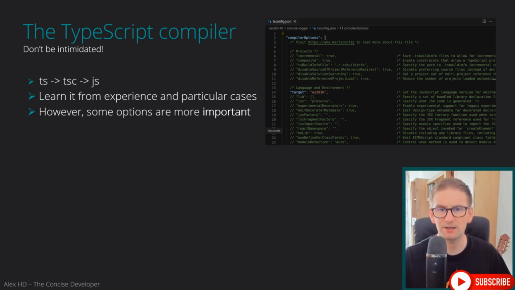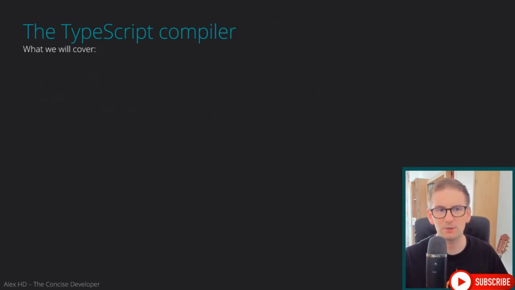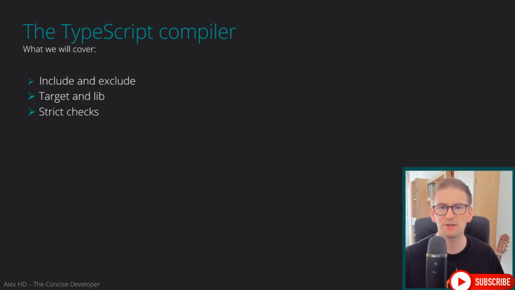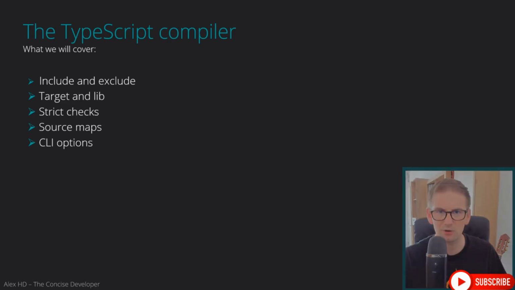This is the reason I have chosen to talk about at least the most important or the most popular TypeScript compiler options inside a specific section inside this course. Well, what can we expect and what will we cover? First of all, we will cover what is included or excluded for our files, these two options. We will talk about the target and the lib options, about strict checks, source maps, and CLI options. This being said, let's go to the workspace and learn more about the TypeScript compiler options.